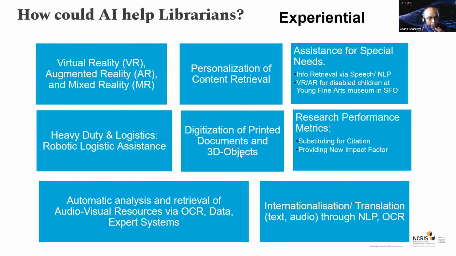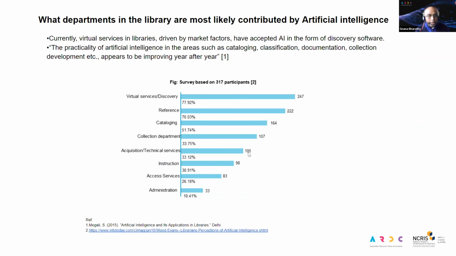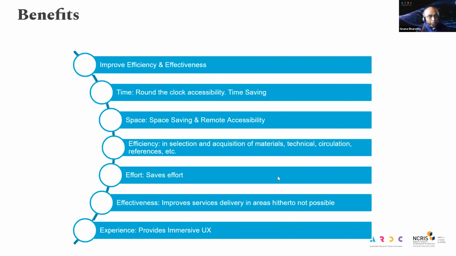So embracing these different ranges of technologies, including AR, VR, etc., has already been happening in many spaces. And a number of departments or areas in the library are amenable or conducive to this, including reference, virtual services, cataloging, etc. So I'll leave that for you to read. And a number of overall efficiencies have been highlighted, efficiencies as well as effectiveness, including time, space, and effort, and experience, and so on.